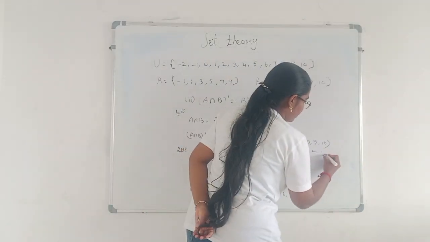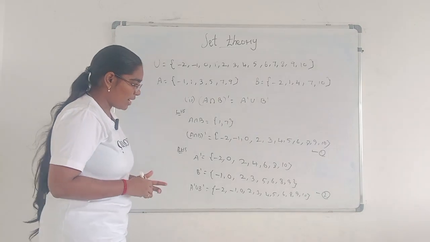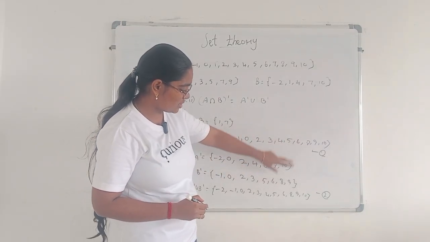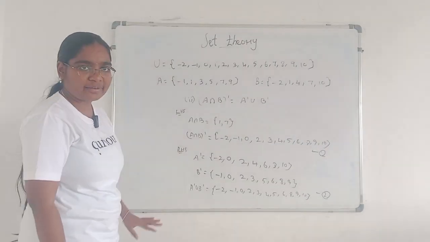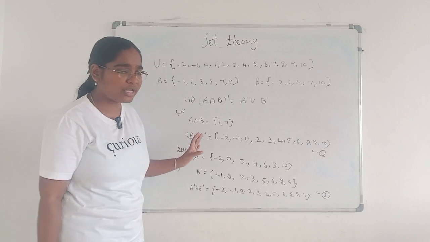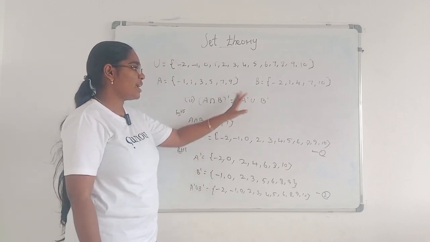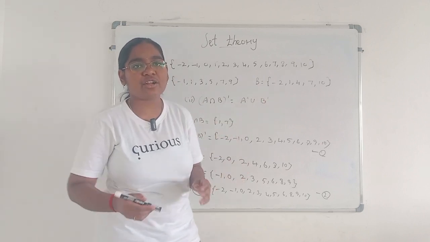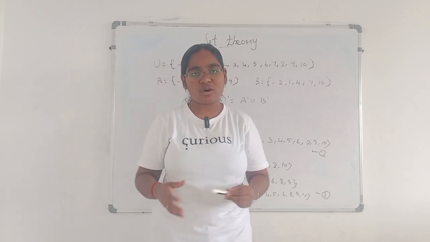This is your first equation and this is your second equation. Compare these two. -2, -1, 0, 2, 3, 4, 5, 6, 8, 9, 10. So both of these are equal. So we can conclude that (A intersection B)' equal to A' union B'. Hence, the second law of De Morgan's law of complementation holds true.